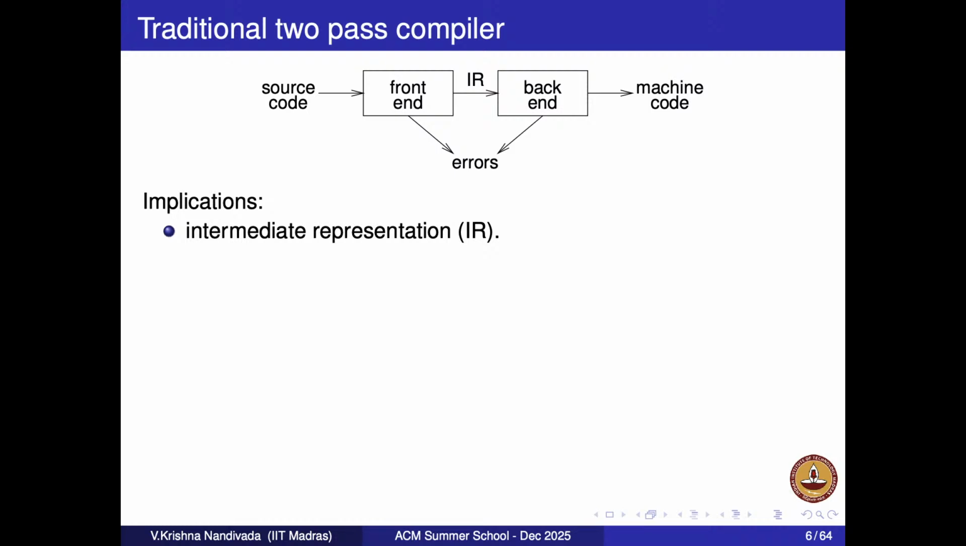1, 2, 3 equal to ABC. Can all of you see it, or is something blocking you? Okay, 1, 2, 3 equal to ABC. Let's say we are talking about C code, right?